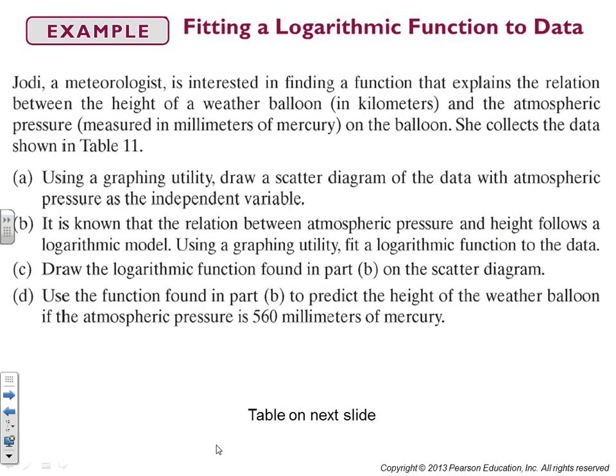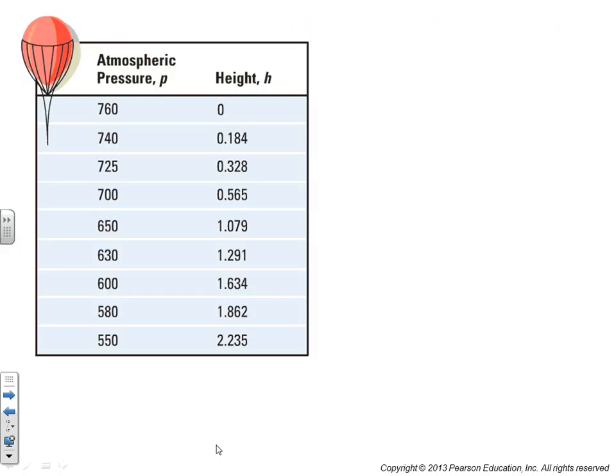So a meteorologist wants to find the relation between the height of a weather balloon and atmospheric pressure. She collects data. We're going to do the same thing as we did before. Graph the scatter diagram. Find the function of best fit. Draw that function and compare it to the scatter diagram, and then use it to predict the height at 560 millimeters of mercury.